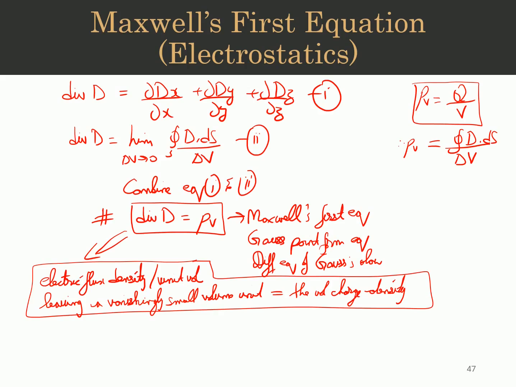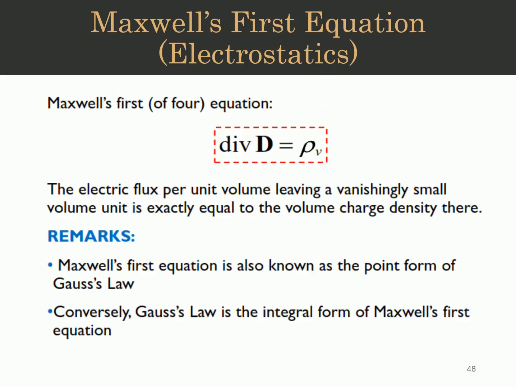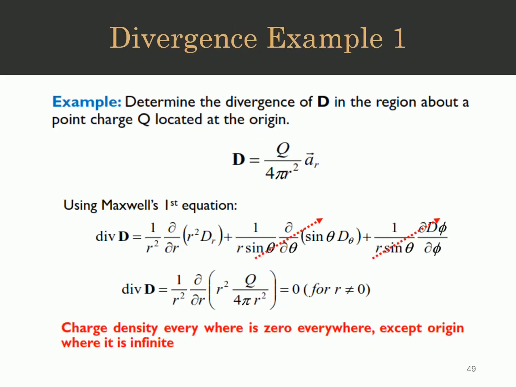And we can visually see what the meaning of this divergence of D equal to rho V is. For this Maxwell's equation, you have to keep this equation in mind. Let us understand. The definition is that the electric flux density per unit volume, which is this portion, leaving a very small volume unit, is equal to the volume charge density. So how can we visualize it? We can visualize it as such.